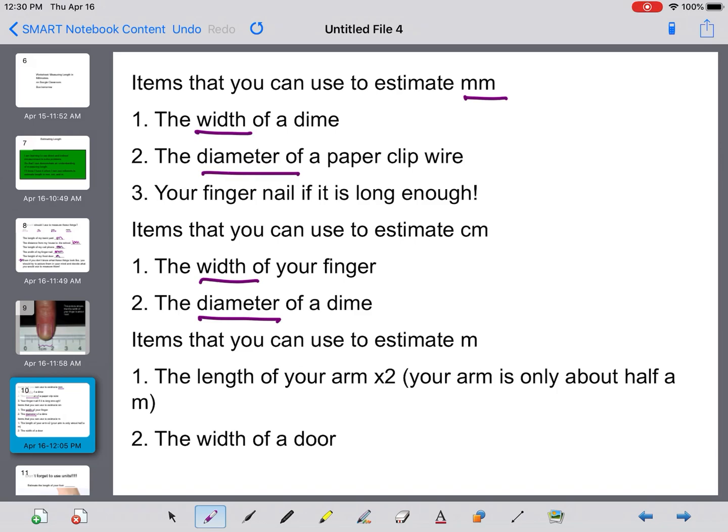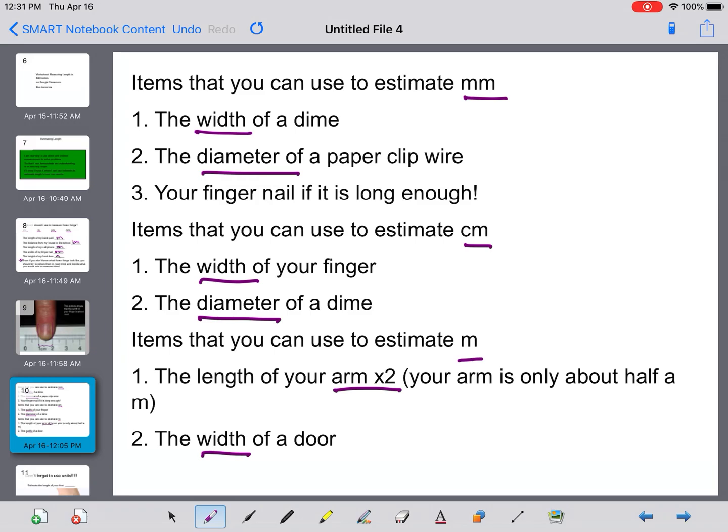Okay. Items that you can use to estimate meters, we did centimeters and now we're doing meters, would be the length of your arm times 2. Your arm is only about half a meter, so you would need to multiply it by 2, whatever answer you get, to find out how many meters. Okay, also the width of a door.